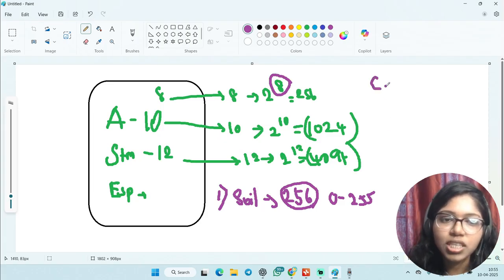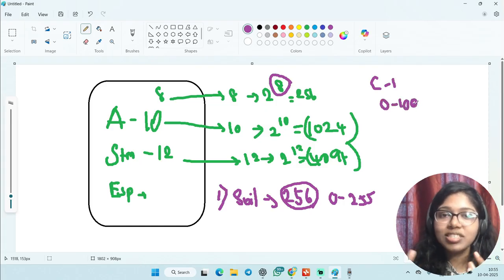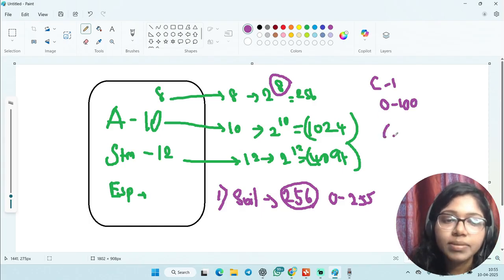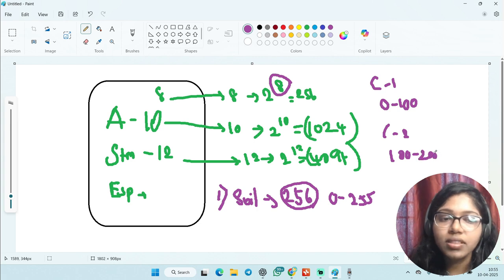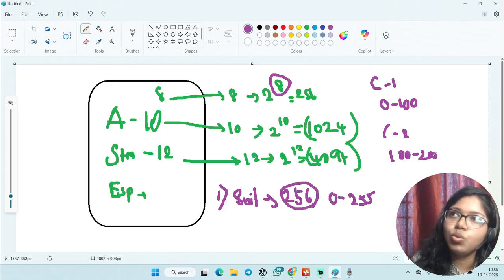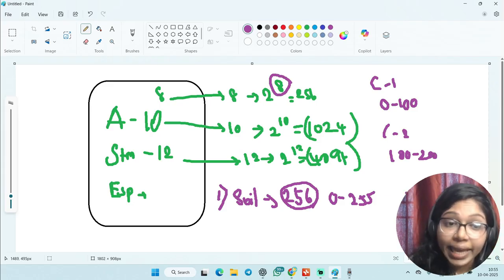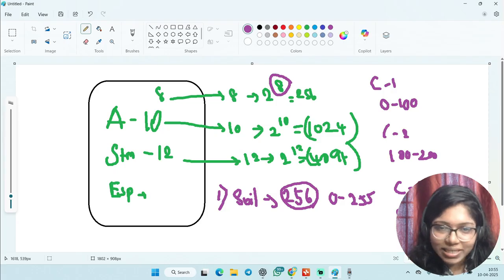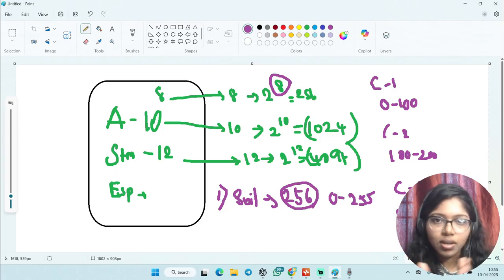Condition 1: if I'm getting the value from 0 to 100, the moisture level is very low. This is my first logic. And the second logic I'm writing: if the value is 100 to 200, the soil slightly has moisture, around 50 to 70% moisture level. The third condition is 200 to 255. If the value comes like that, there is a lot of moisture in your soil.